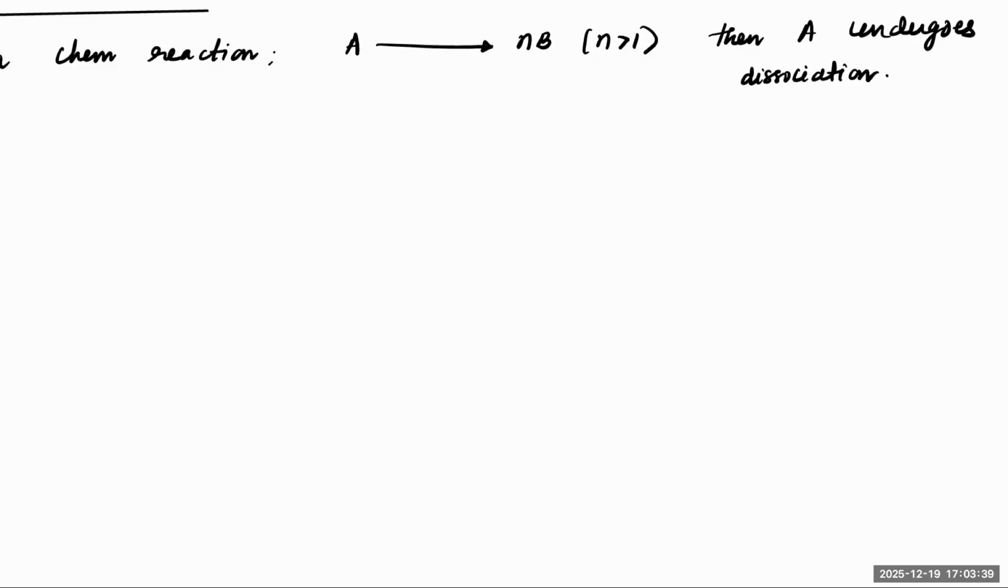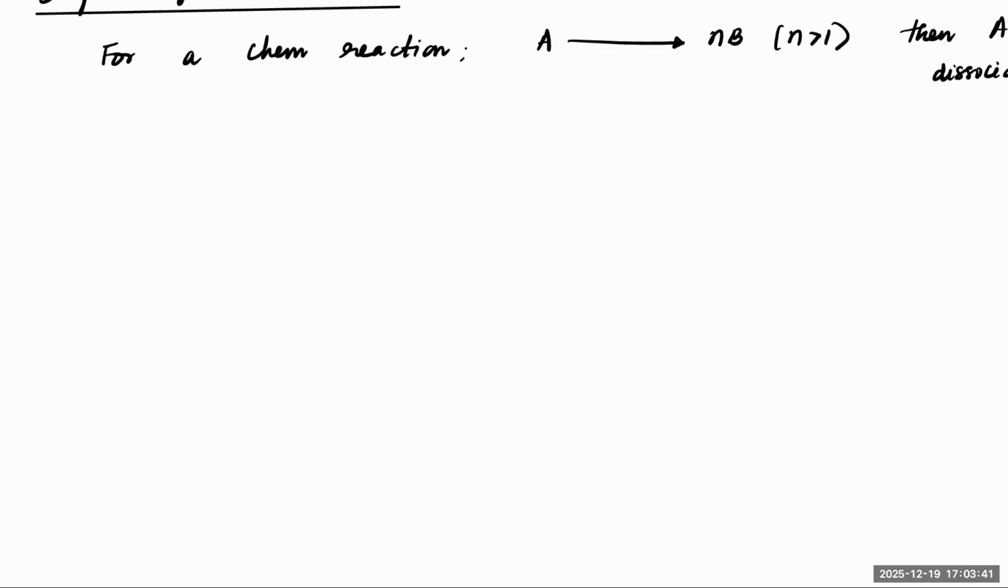Let me show you some examples. Suppose I have N2O4. On heating, it becomes 2NO2. We say N2O4 got dissociated. I have PCl5. On heating, it becomes PCl3 plus Cl2. We say it got dissociated.